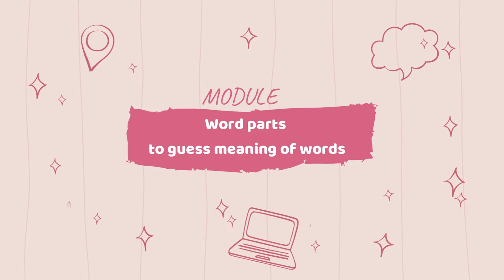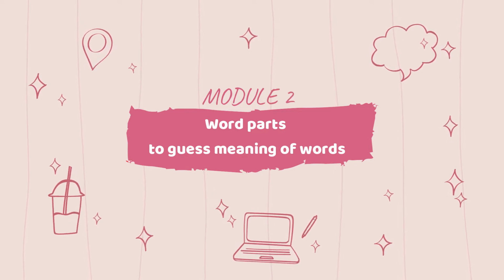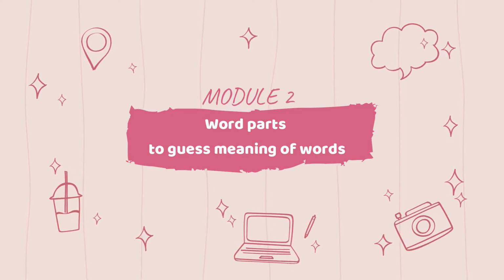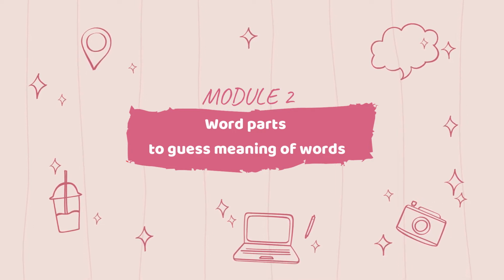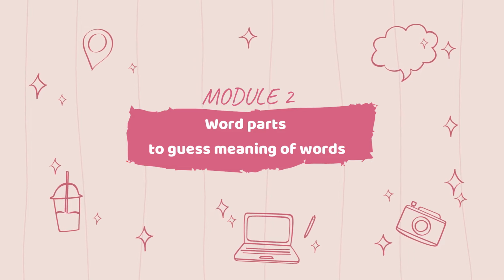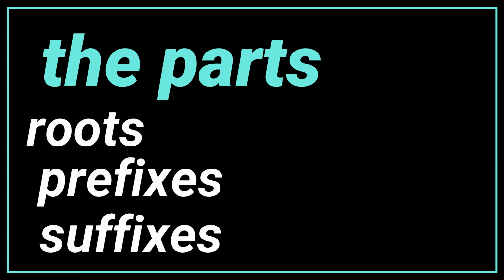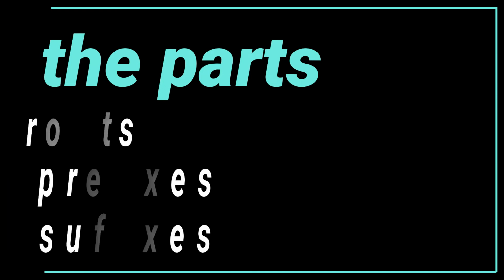In the previous module, you learned how to make an intelligent guess on the meaning of unknown words by examining the surrounding words. In this module, you will learn how to guess the meaning of unknown words by examining the word parts. You might be familiar with roots, prefixes, and suffixes.